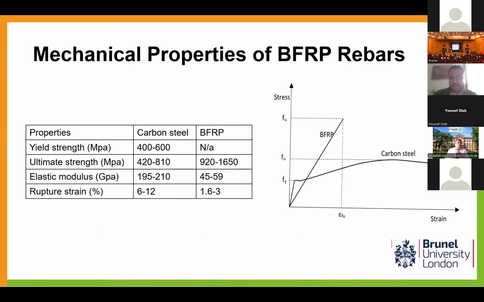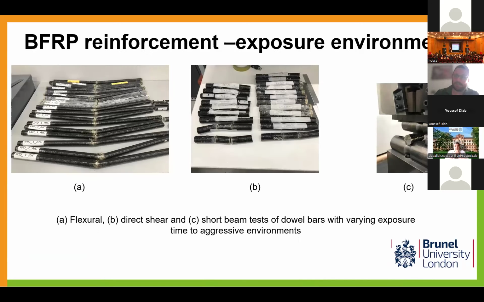The basalt fibers don't have any yielding point, as you can see from the figures. But the problem is that its elastic modulus is lower than carbon steel, and the rupture strength is different. Because they have different properties from carbon steel, the structural performance will be much different from each other. So you have to conduct some testing. And with basalt fiber reinforced polymer, because it's polymer based, we need to do some durability tests.